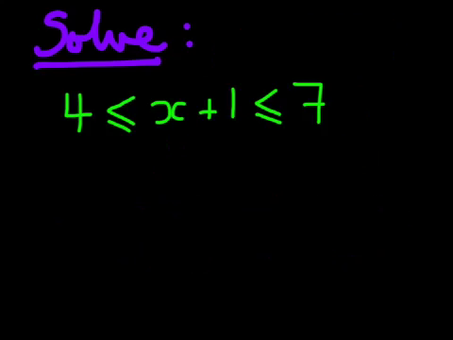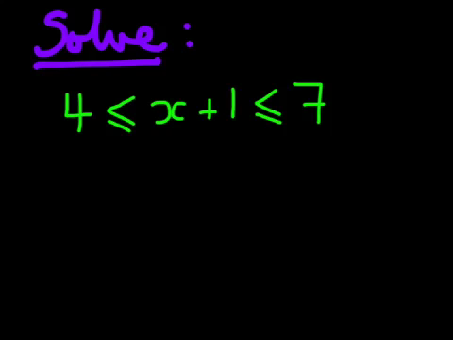Well, now we know how to graph them. Now it's a question of how do we actually solve these sort of inequalities, where our solutions can actually lie between two different values. Here's an example of one. We start with knowing that 4 has to be less than or equal to x plus 1, which is also less than or equal to 7.